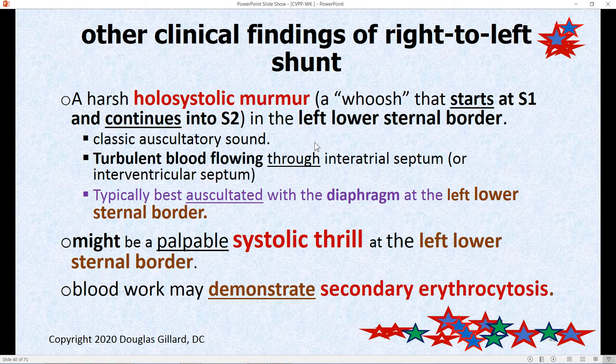Put your fingers, you might be able to feel a cat purring, like a purring sound. You know when you pet a cat and you feel it purring? Those are called thrills. And we'll hit this in lab again, but auscultatory turbulent blood flow are bruits, but palpatory turbulent blood flow are not called bruits, they're called thrills. Right, and in some blood work, you might see some secondary erythrocytosis.